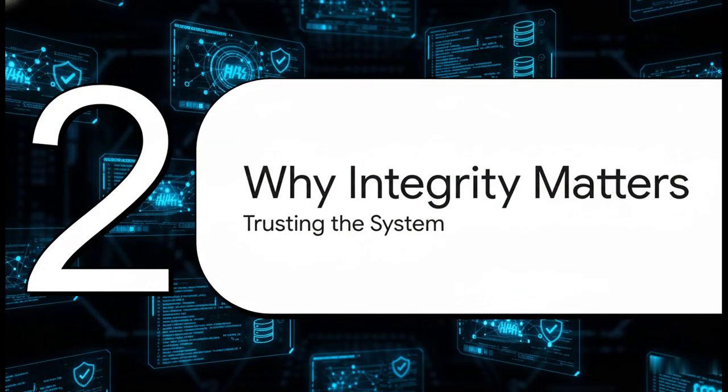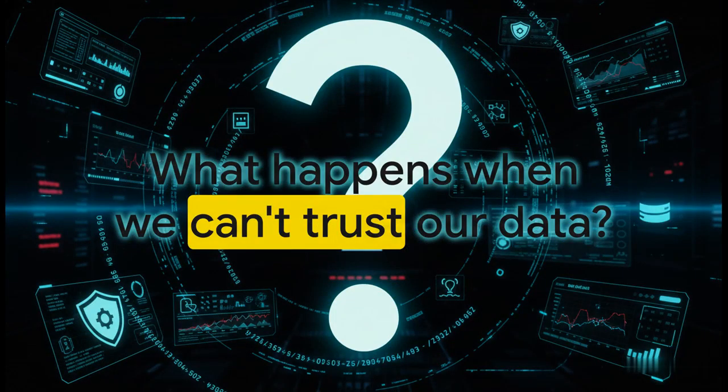Moving right along to section 2, why this all matters and how it really comes down to trusting the system. Seriously, I want you to ask yourself, what actually happens when we can't trust our own data? Think about it. If the information in your systems gets corrupted or manipulated, how can a business make even a single reliable decision? I mean, if your banking app says you have $1 million or $0, how do you know which one is the truth without integrity?